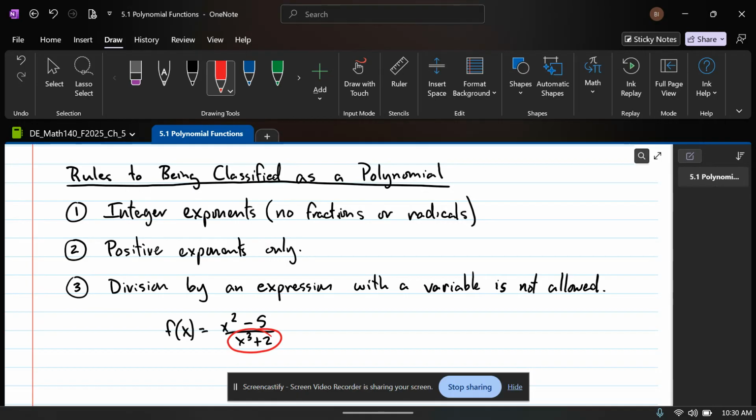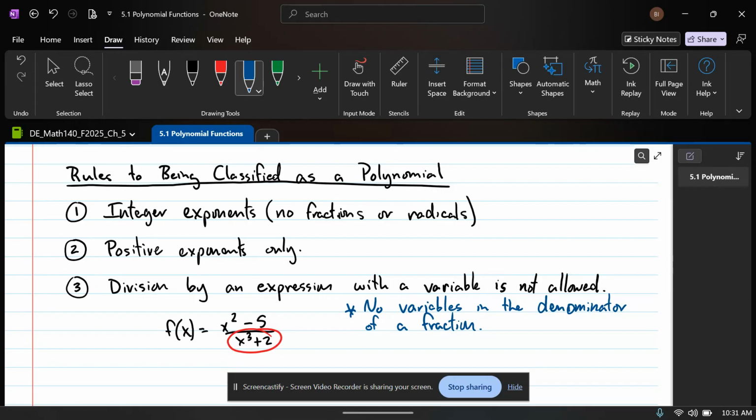Maybe that's what you need to write, instead of that big long word there: no variables in the denominator of a fraction. That's probably the easier way to remember that. No x's in the denominator.